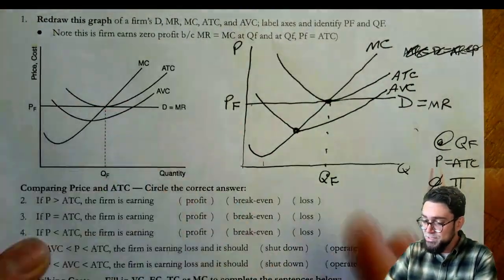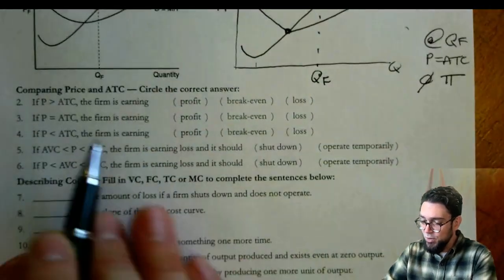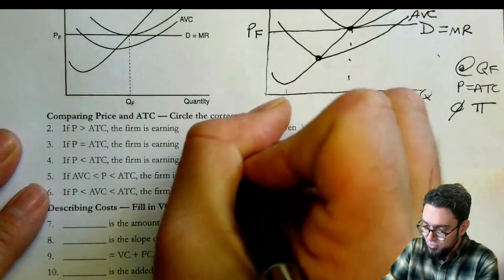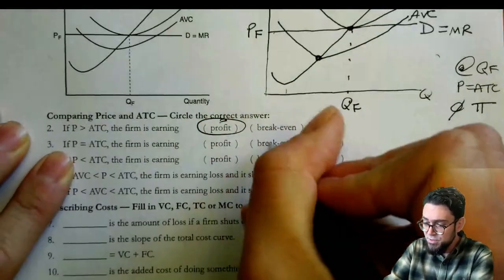So now that just redraws that graph, and let's keep rolling. If the price is greater than the ATC, we just talked about that, the firm is earning a profit. If it's equal to it, we know they're breaking even.